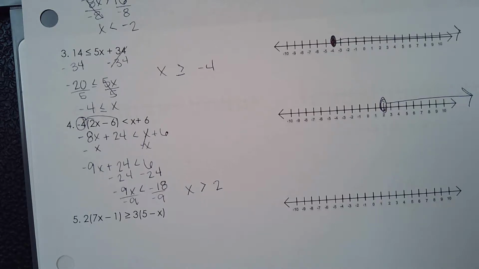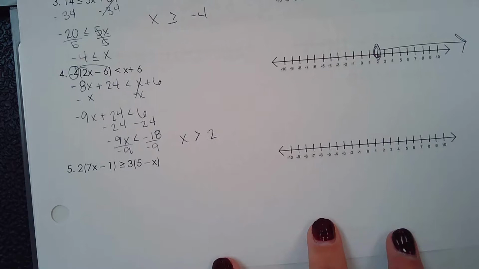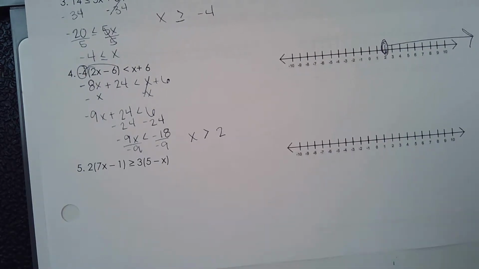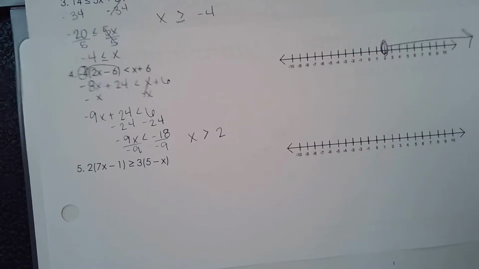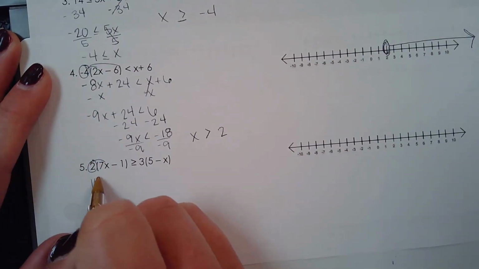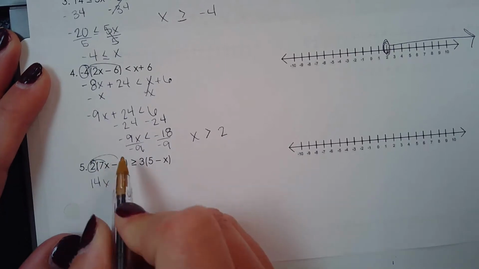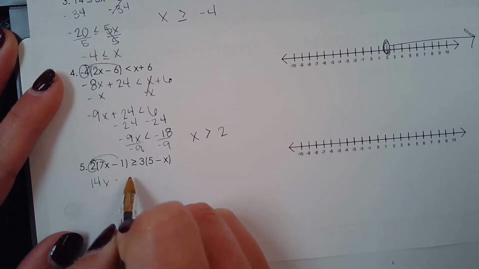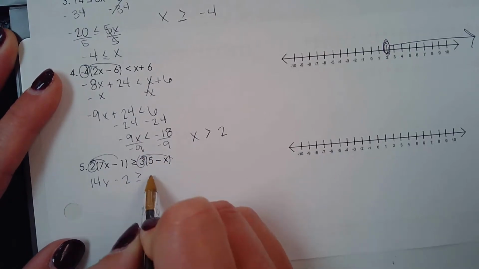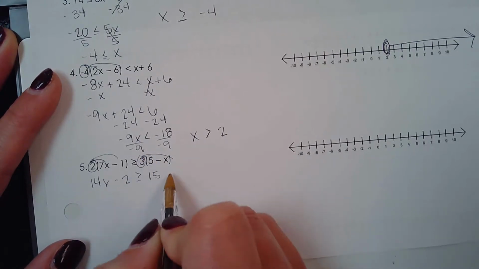All right. So number 5. Do you want to try that one on your own? Yeah, no, maybe? No. What's our first step? Distribute. So 2 times 7x, what do you get? 2 times negative 1. Greater than or equal to, then distribute again. What's 3 times 5? And 3 times negative x.